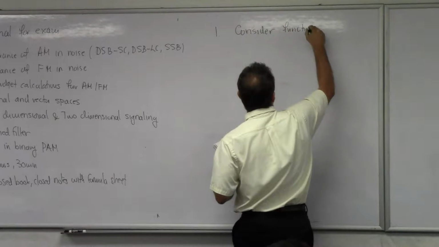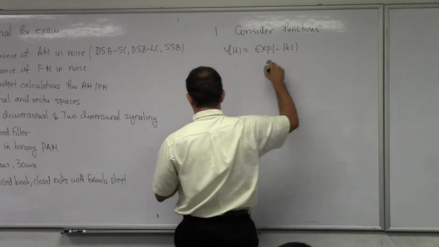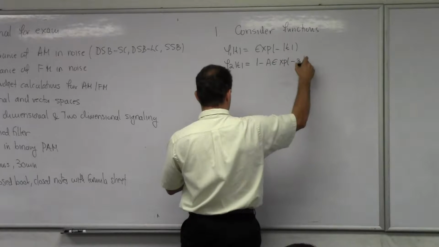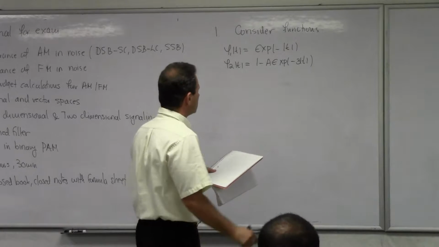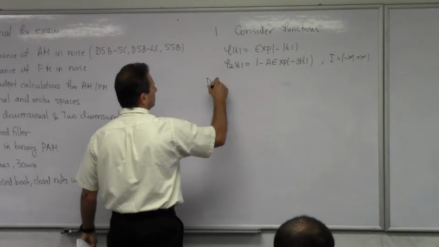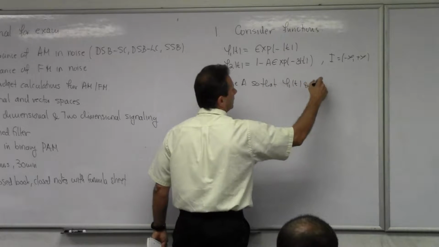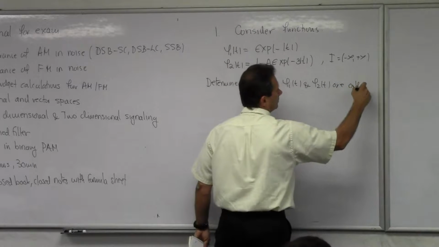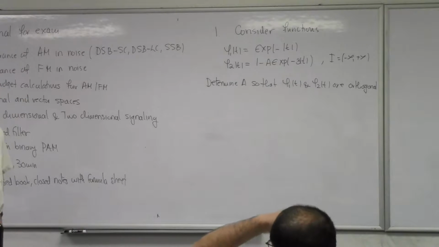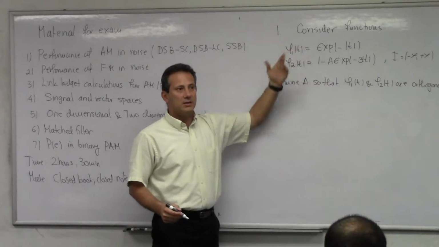Consider functions. Phi 1 of t is e to the minus t, and phi 2 of t is 1 minus A e to the minus 3 absolute value of t, on the interval minus infinity to plus infinity. Determine A so that phi 1 of t and phi 2 of t are orthogonal. I ripped this problem from previous comprehensive exams. So the question is, what is the value of A to make these two functions orthogonal?